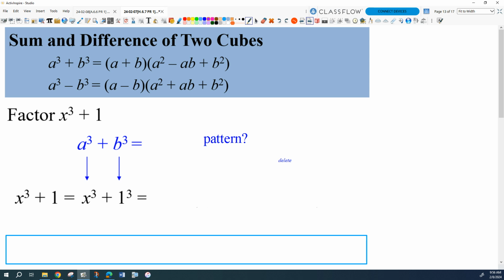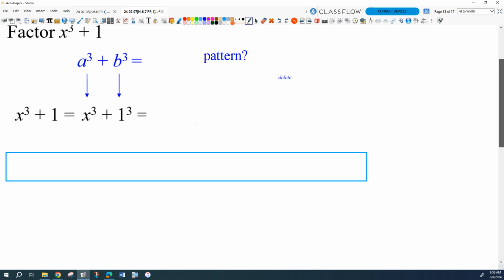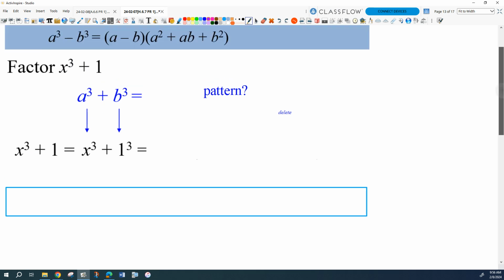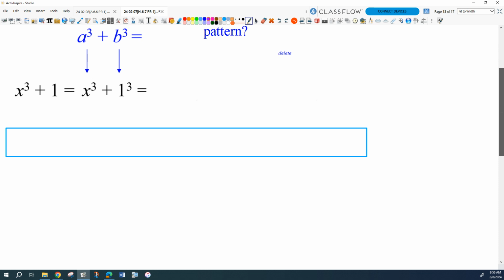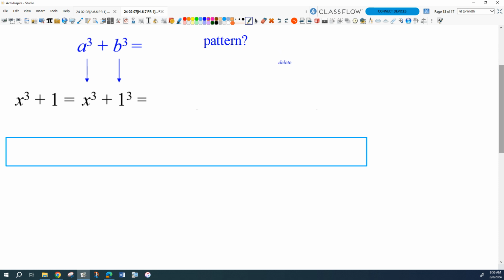Okay, let's move on and take a look at our sum and difference of cubes patterns. So what about one like this? What if I want to factor x cubed plus 1? Okay, so the first step is we want to see that this does fit a pattern, right? Everybody see that 1 is the same thing as 1 cubed. So it does fit the sum of cubes pattern. What's our A? What's our B?